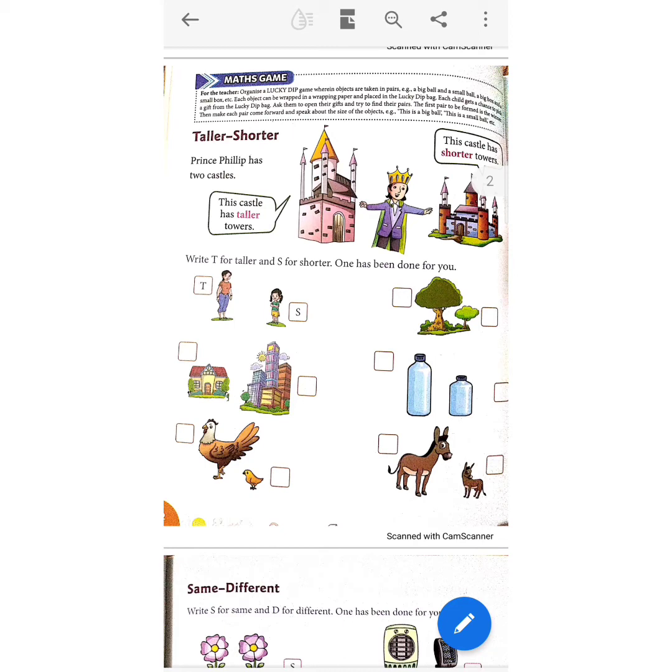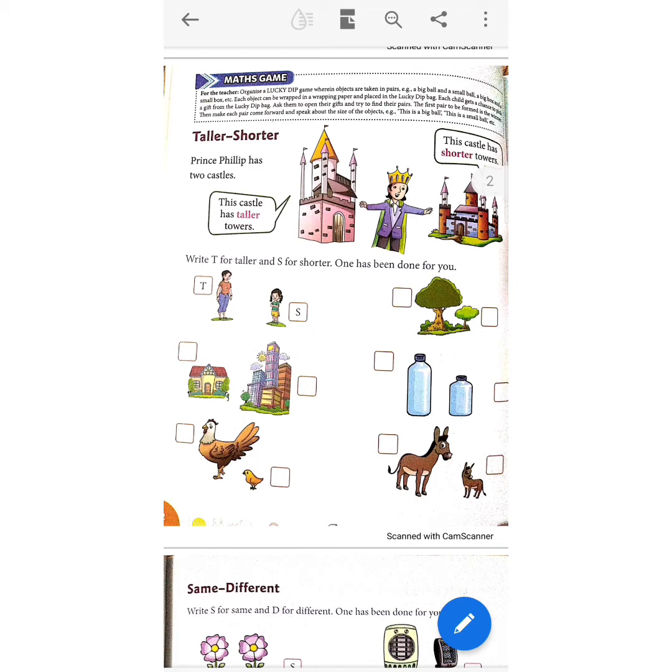When we have two objects of unequal heights, we say one object is taller and the other one is shorter. See, here Prince Philip has two castles. The left hand side castle has taller towers, while the right hand side castle has shorter towers. That means the left hand side castle is taller than the right hand side castle. Similarly, some other pictures are also there.